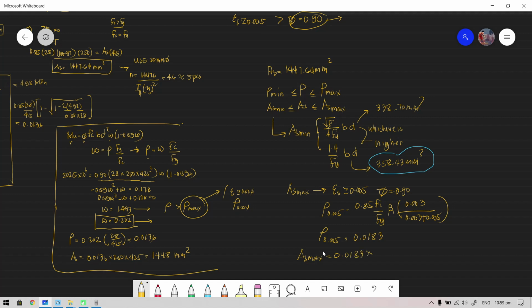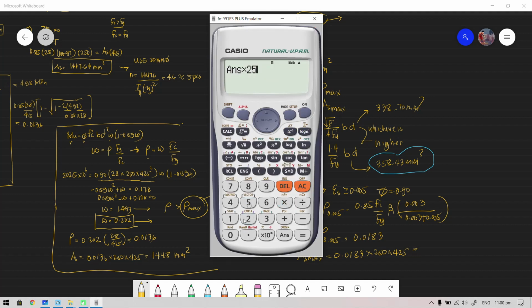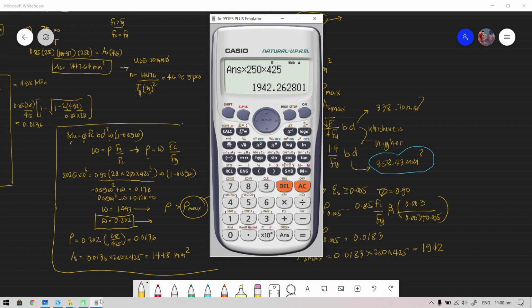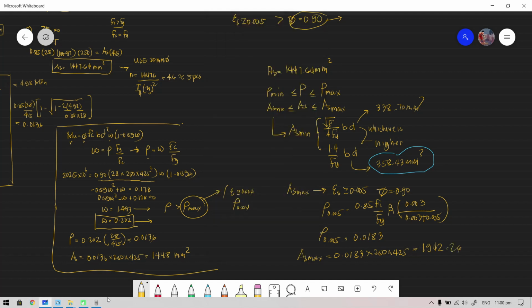So, yung AS max is 0.0183 times B, na 250, times D na 425. Multiply ko na lang to, so 1942.26 mm squared. Ito na ngayon yung maximum. Ang sabi ng code, dapat yung actual, the provided should be greater than AS min. So, check. And should be less than maximum. Check. So, ito na ngayon yung AS natin.